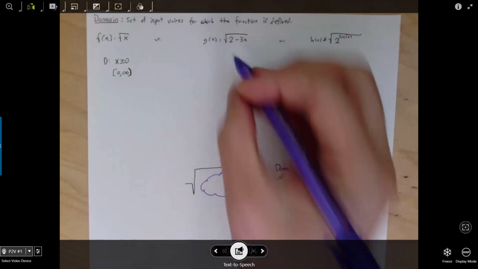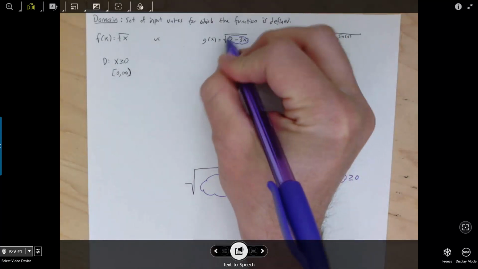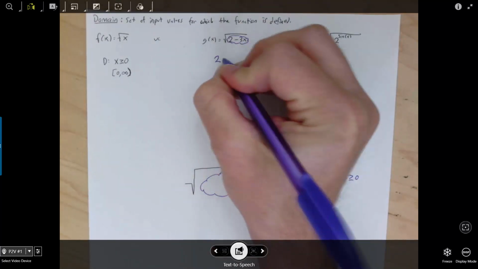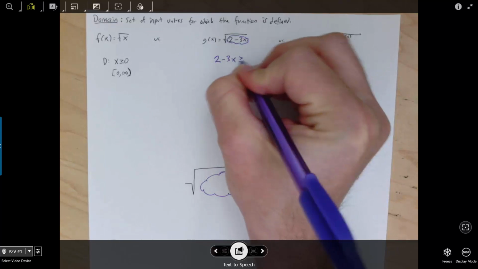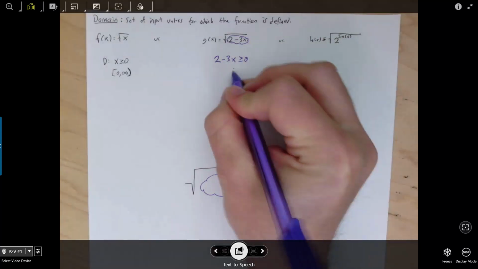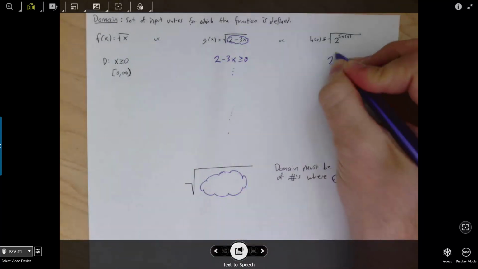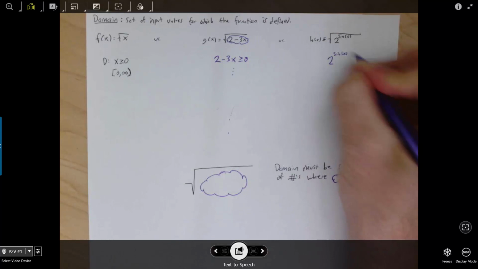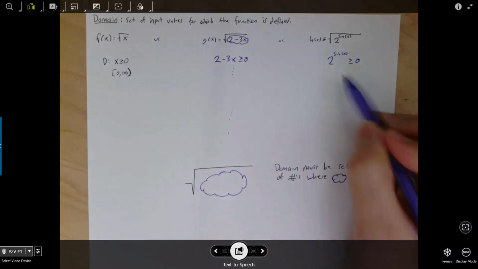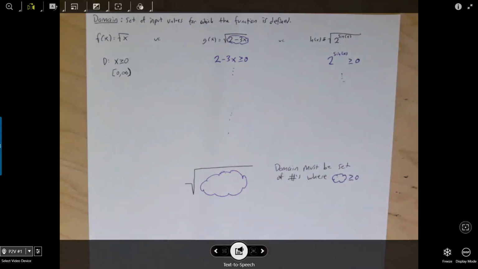So in this example, what's underneath the square root is 2 minus 3x. So what we know is that 2 minus 3x must be greater than or equal to 0. And you can solve that to figure out what x values satisfy that condition. Same thing here. We know that 2 to the sine x must be greater than or equal to 0. And so you can solve that and figure out what x values must make that true. Go ahead and pause the video and make a guess on both of those or try and solve them, and I'll give you the answers.